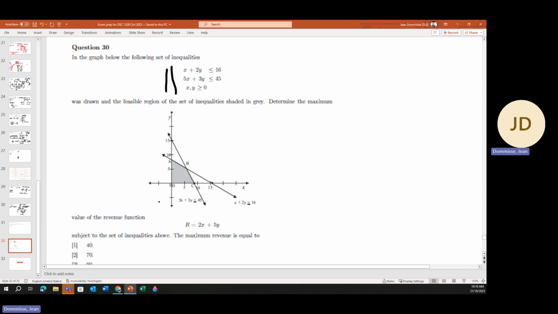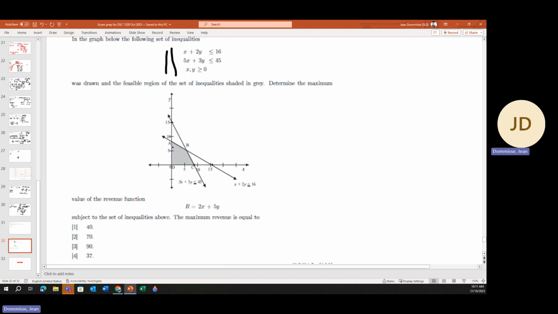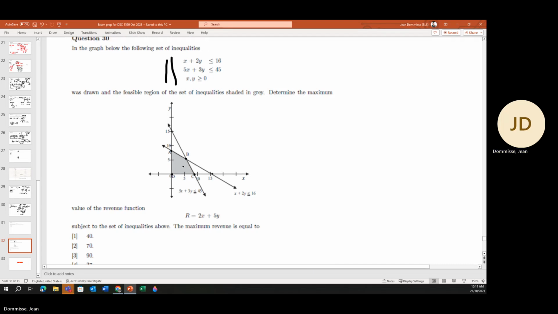What they've done with this one is they said, okay, we've given you the inequalities, we've given you the shaded area. We want you to determine at which point, and there's 1, 2, 3 points basically, and there's a D, at which point this set of inequalities will give you the maximum revenue. Okay, so there's not really an easy way to do it.